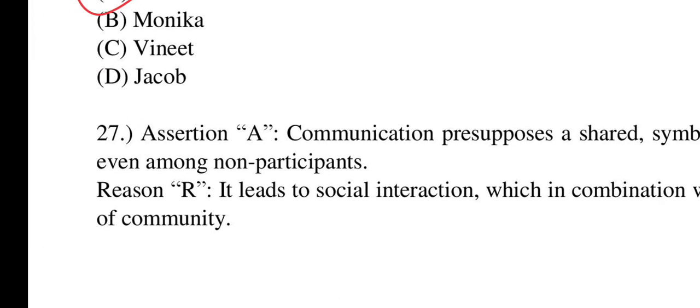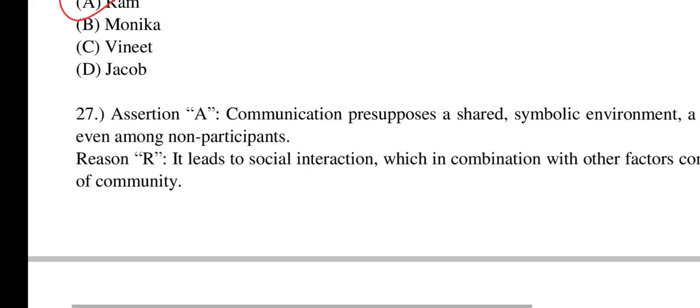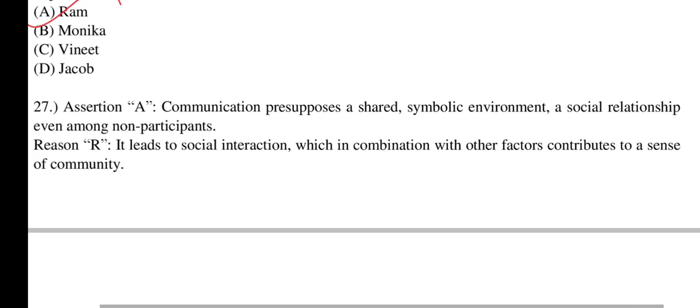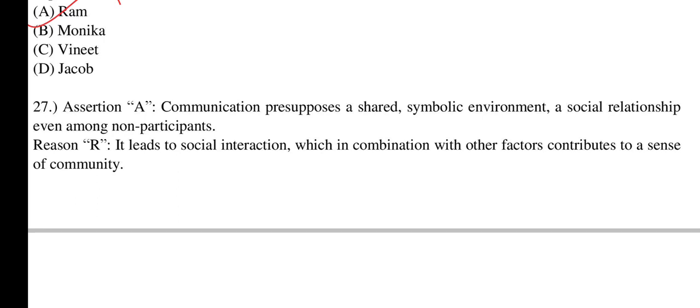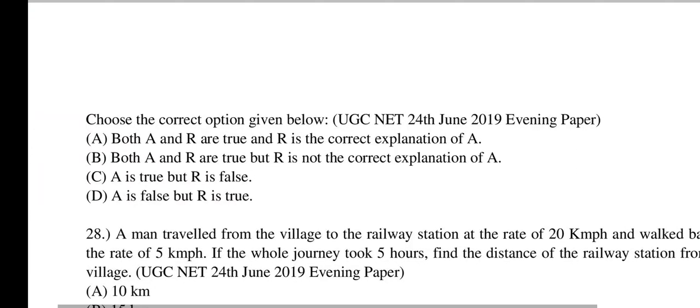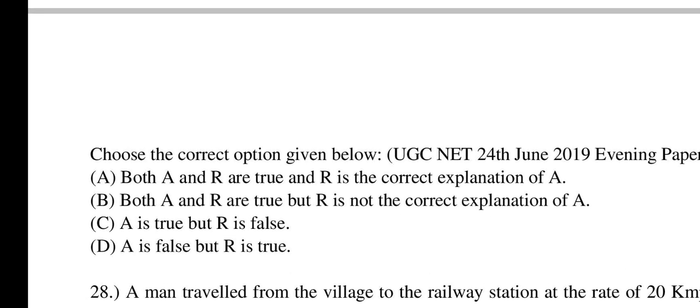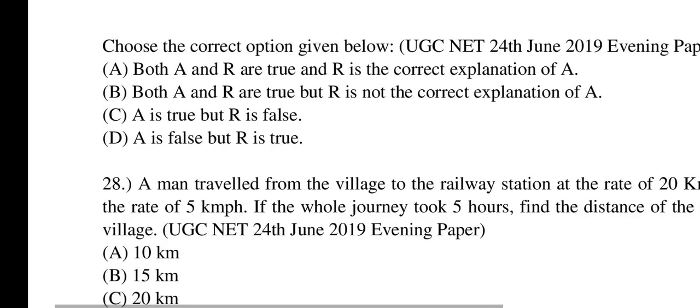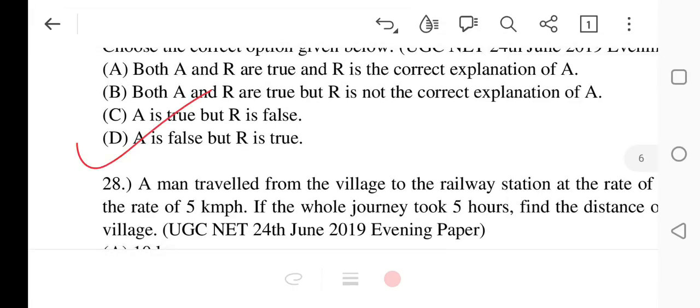26 is done. 27 is saying, assertion A: Communication presupposes a shared symbolic environment, a social relationship even among non-participants. Reason R is saying, it leads to social interaction which in combination with other factors contributes to a sense of community. Choose the correct option given below. A, B, C, D: both assertion and reason are true and reason is the correct explanation of assertion. Both assertion and reason are true, but reason is not the correct explanation of assertion. Assertion is true, but reason is false. Assertion is false, but reason is true. 27, number D will be correct. Assertion is false, but reason is true. A is false, but R is true.